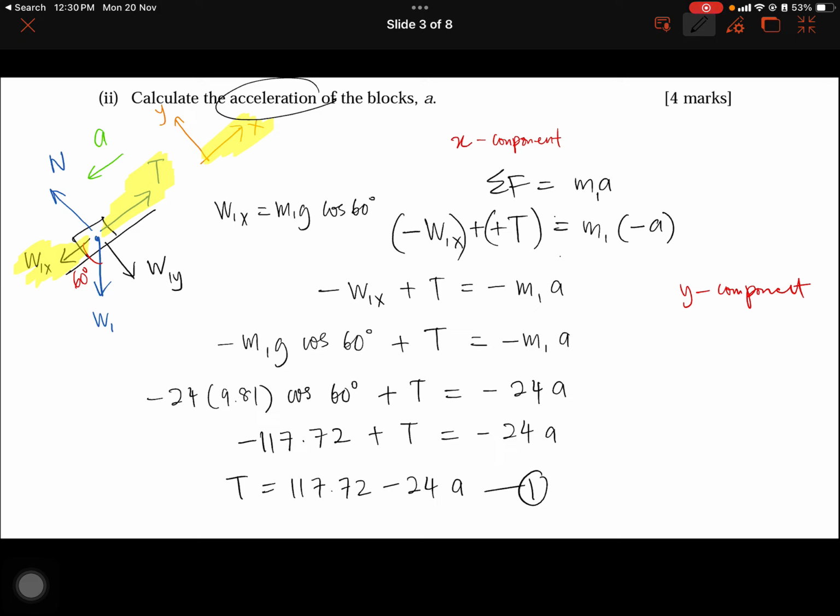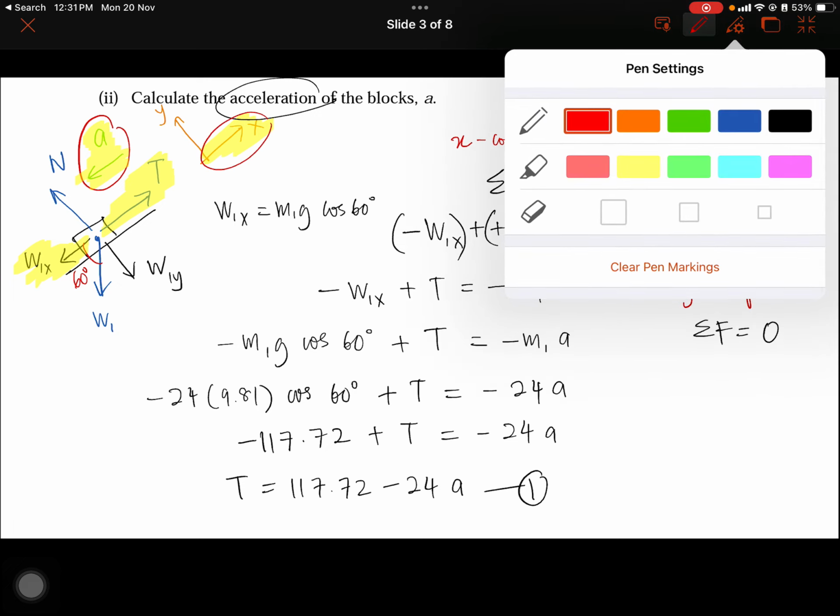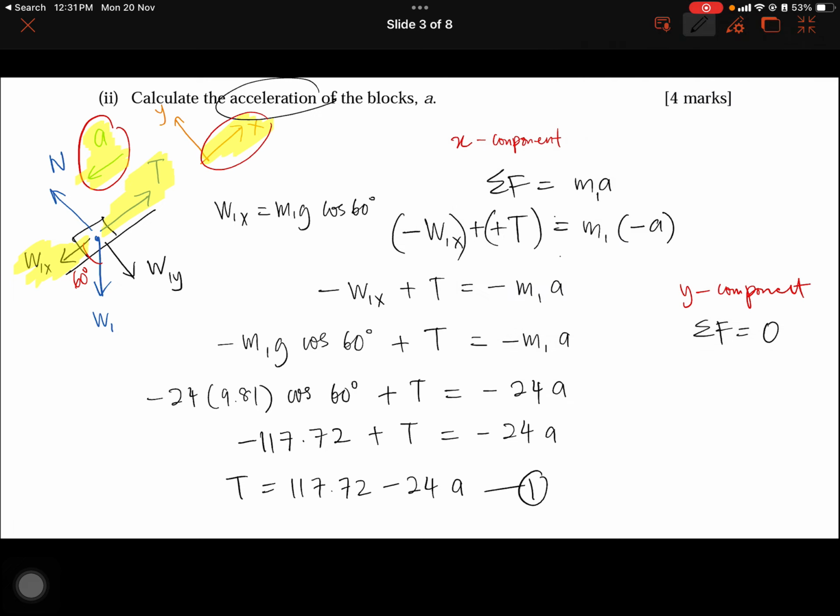There is no acceleration on the Y component, so the total force is going to be equal to 0, because if we remember back, the acceleration is only on the x-axis. Acceleration is only on the x-axis. Oh, sorry, there's no acceleration on the y. So with that, the total force is going to be equal to 0, or the first Newton law of motion.